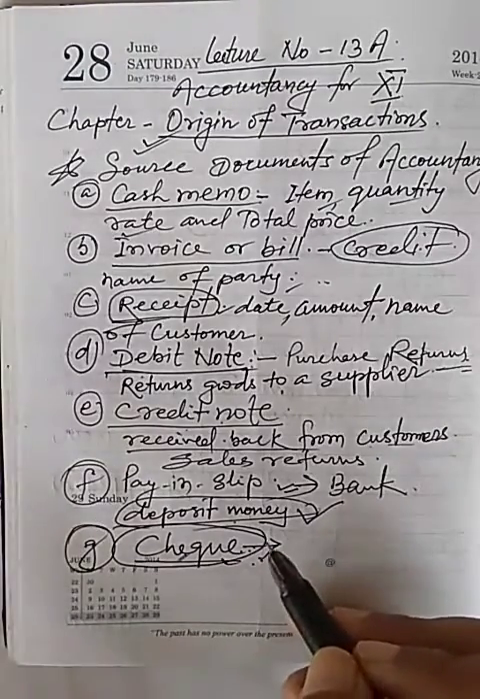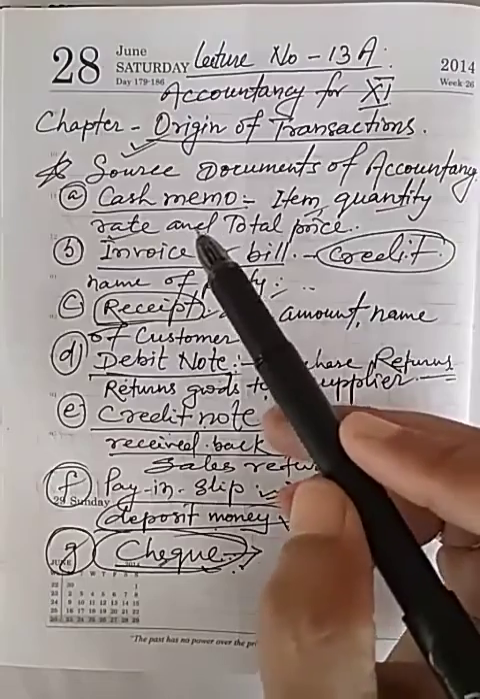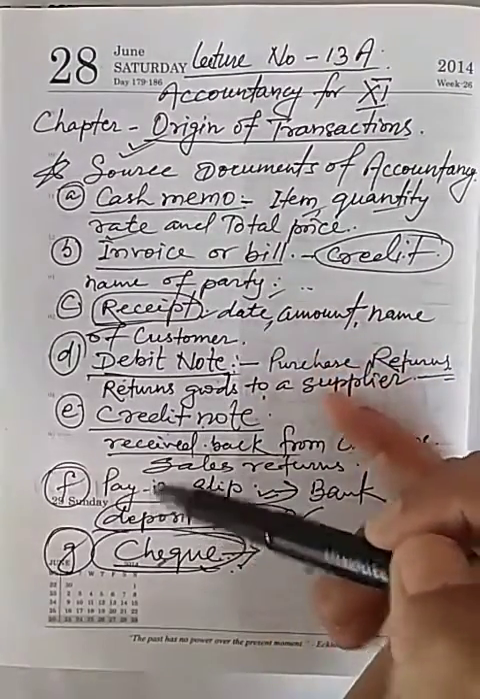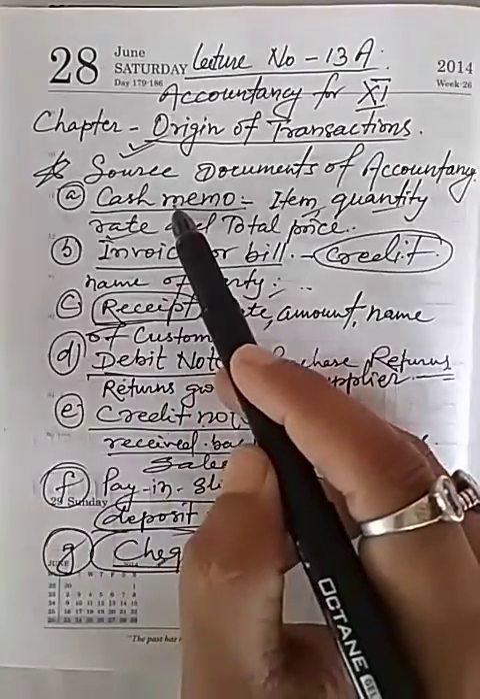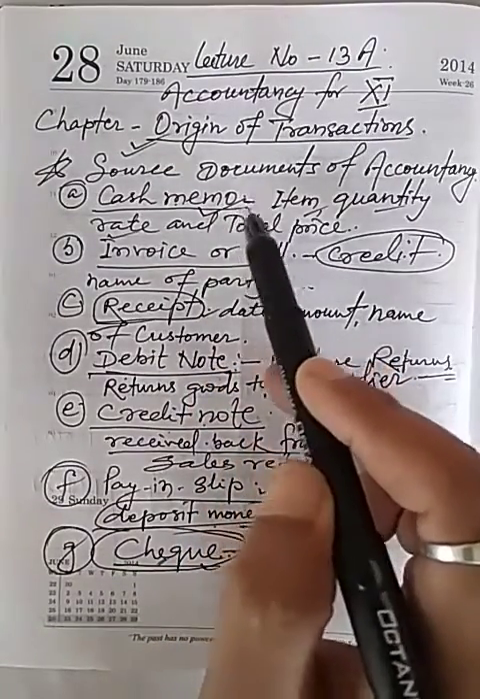Now, I once again repeat all the source documents. Cash memo is for cash purchase and cash sale.